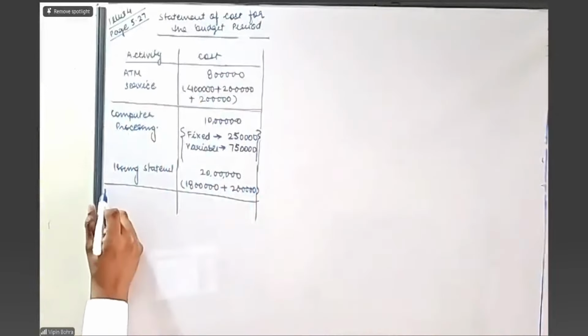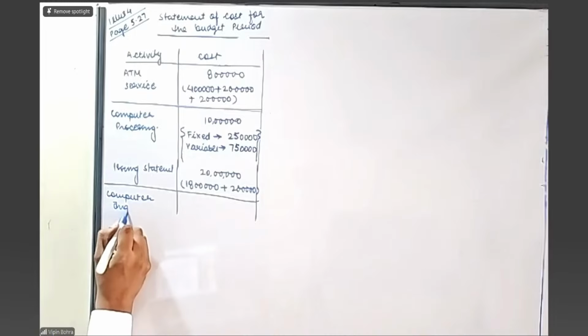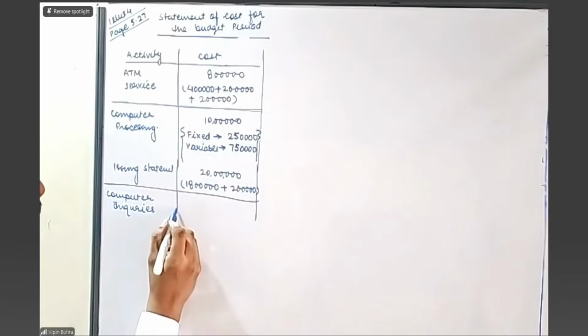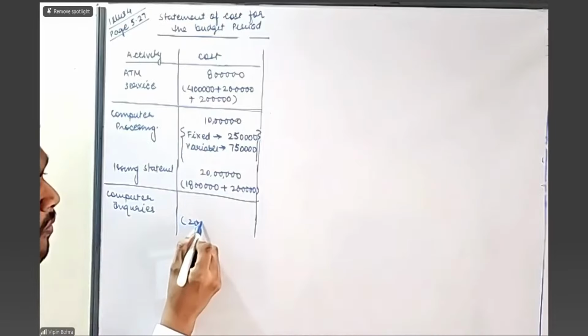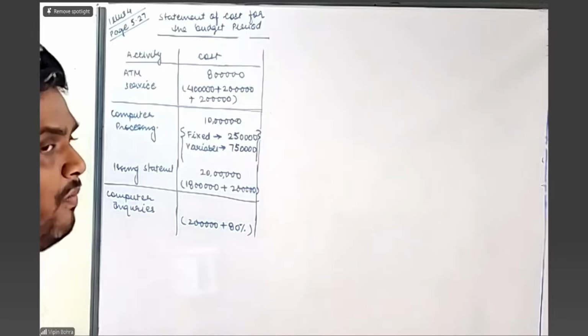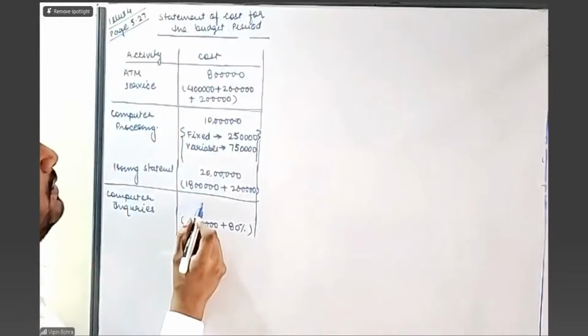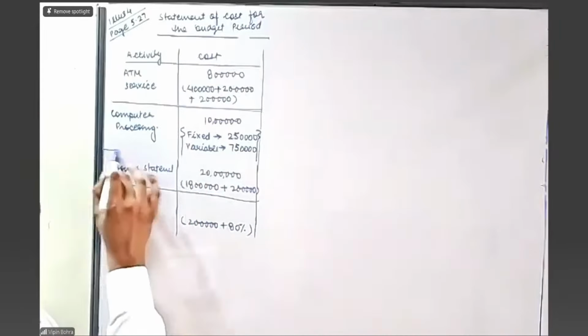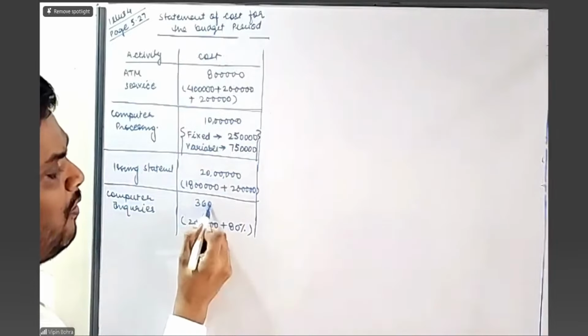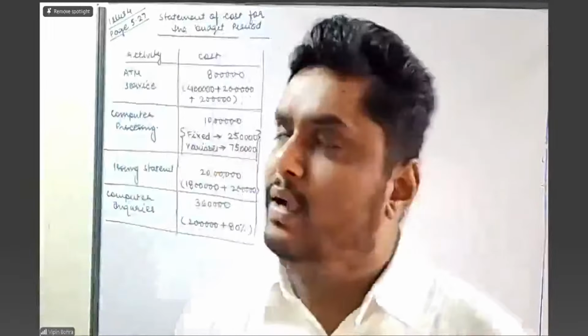Next, computer inquiries. It is 2 lakh and it is to be increased by 80% during the budget period. So this will be 3,60,000. So we have calculated the cost for the budgeted period.